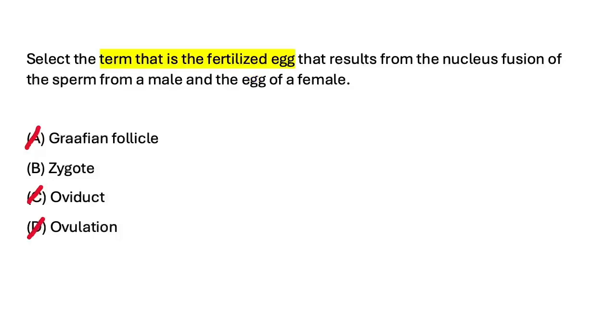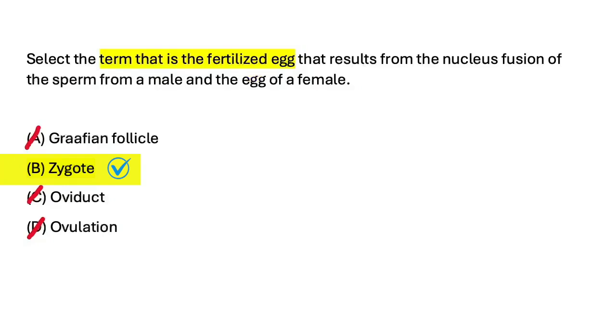Next up, we can eliminate option D, ovulation. Ovulation refers to the release of an egg from the ovary, not what happens afterward. That leaves us with the correct option, which is B, zygote. The zygote is a fertilized egg. It is the result of the nucleus fusion between a sperm and an egg.